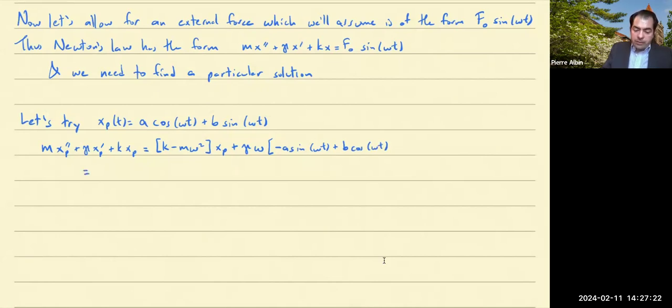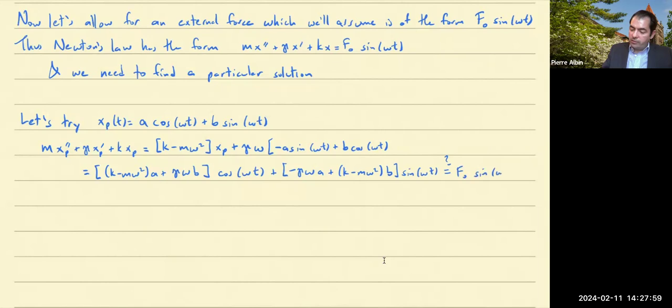Right, so if we group together the terms with cosine, we're going to have k minus m omega squared times a plus gamma omega times b, right? That's times cosine omega t. And then the terms with sine, so minus gamma omega times a plus k minus m omega squared times b, right? Multiplying sine of omega t. And then we want that to be equal to F naught times sine of omega t.